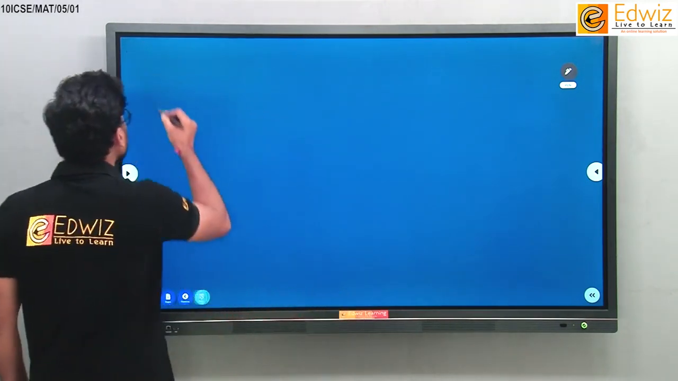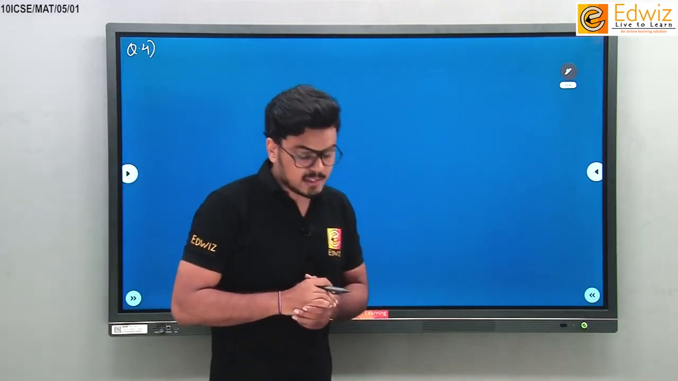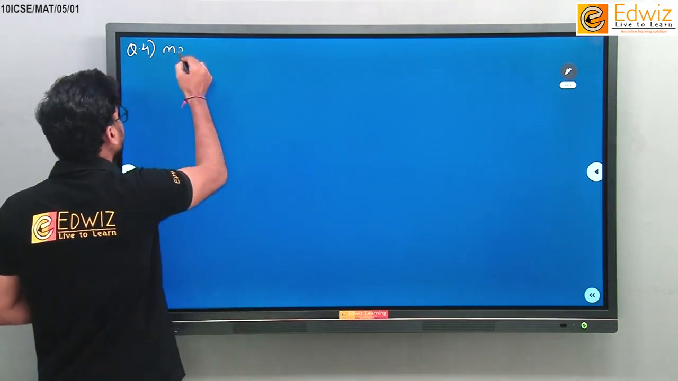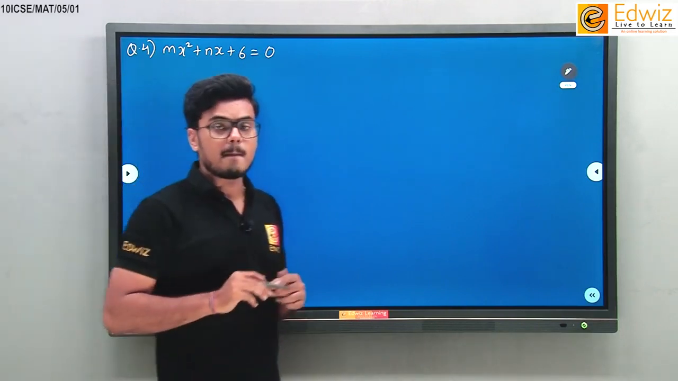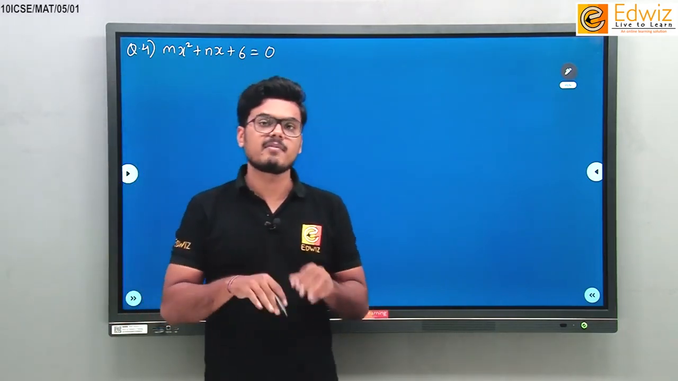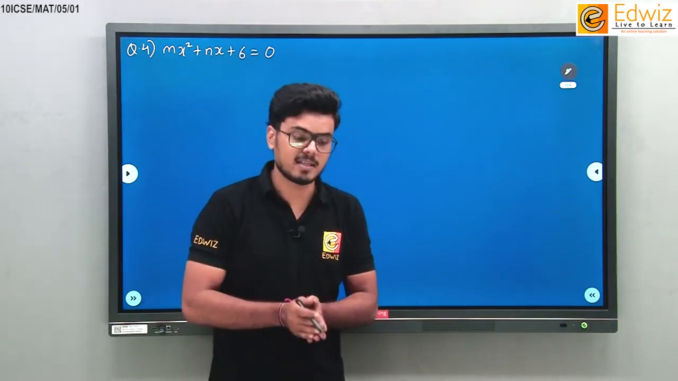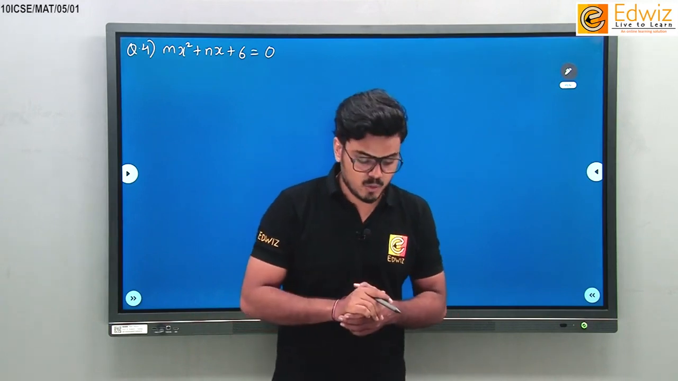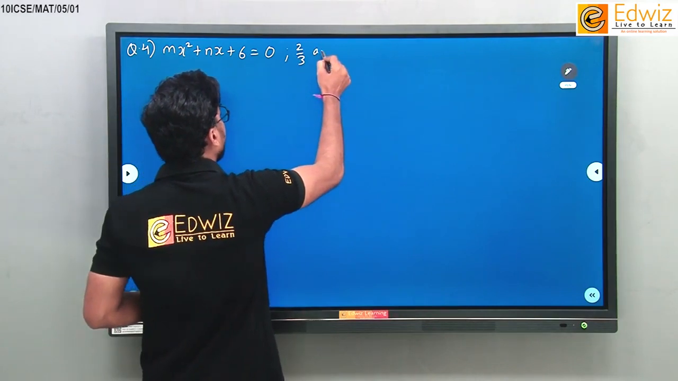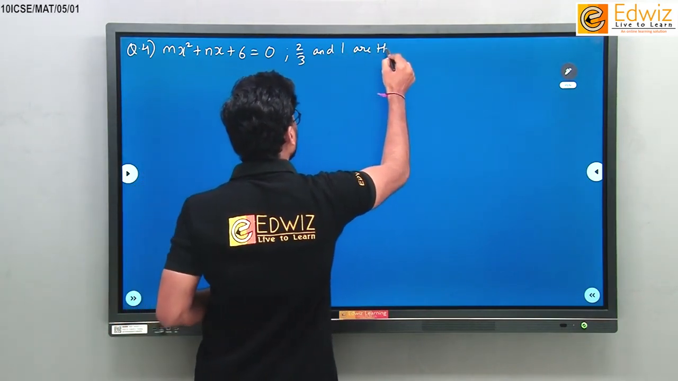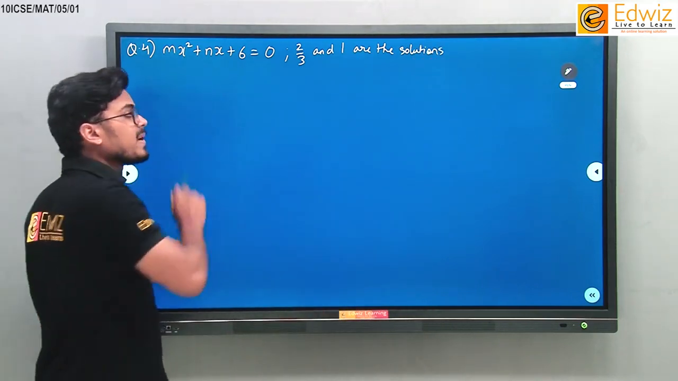Okay, the equation that is given to you in the textbook in the fourth question is mx square plus nx plus 6 equal to 0. Okay, but this time for this equation they have given us both the solutions already in the question. Okay, both the solutions of this equation are given to us. The first solution is 2 upon 3 and the second solution is 1. Okay, so 2 upon 3 and 1 are the solutions of this equation. We have to find the value of m and n.